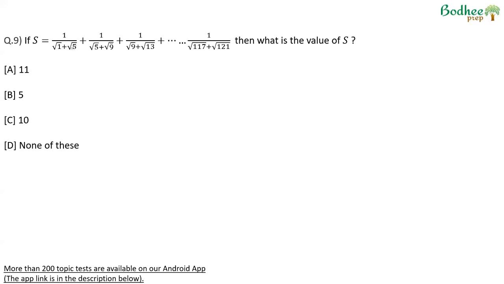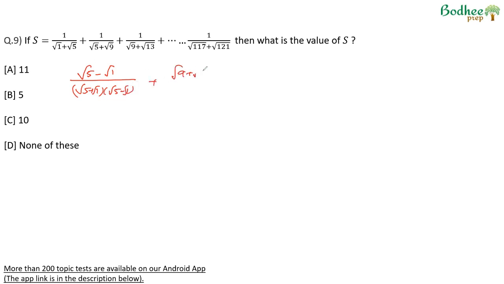S is 1 by root 1 plus root 5, plus 1 by root 5 plus root 9, and so on. What is the value of S? The sum we have to calculate. Now, whenever we have these kind of denominators, the first thing that we do is rationalize them. So, the first term can be multiplied by root 5 minus root 1 upon root 5 minus root 1, multiplying and dividing by the conjugate.